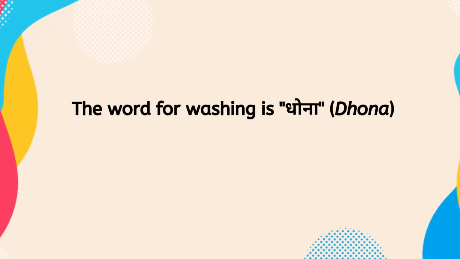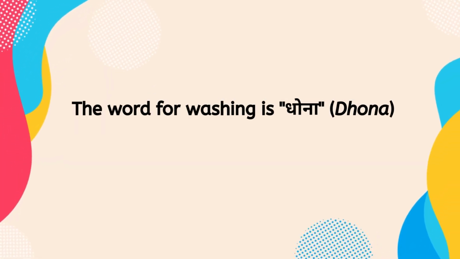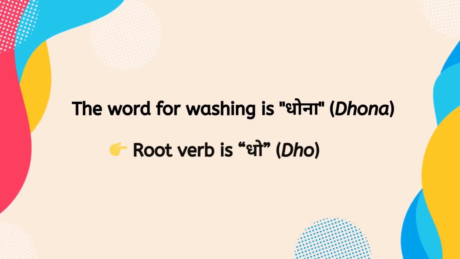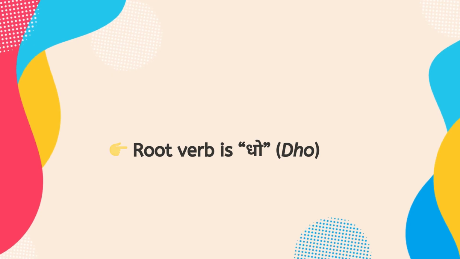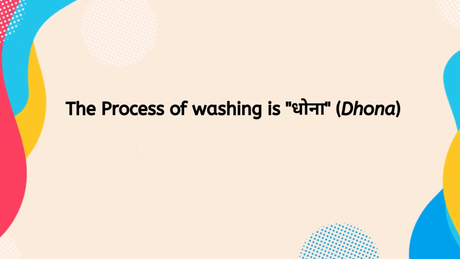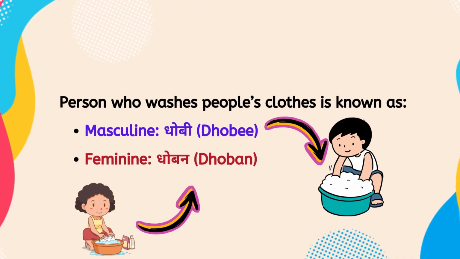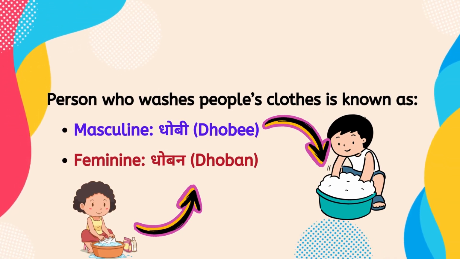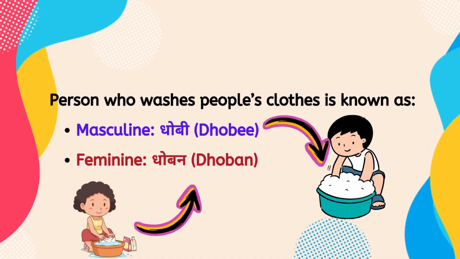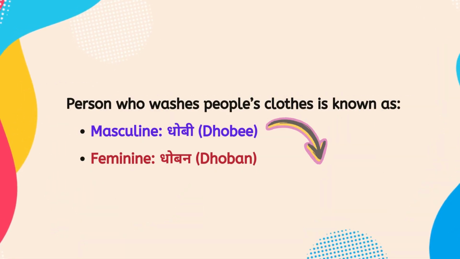Now, friends, the Hindi word for washing is dhona. Now, here the root verb is dho, that is the base form of the verb. The process of washing is known as dhona. If a person who washes clothes is a man, he is known as dhobi. And if it's a woman, it's known as dhoban.